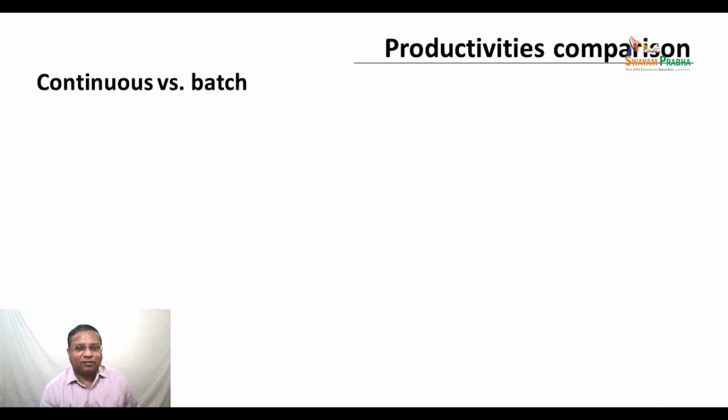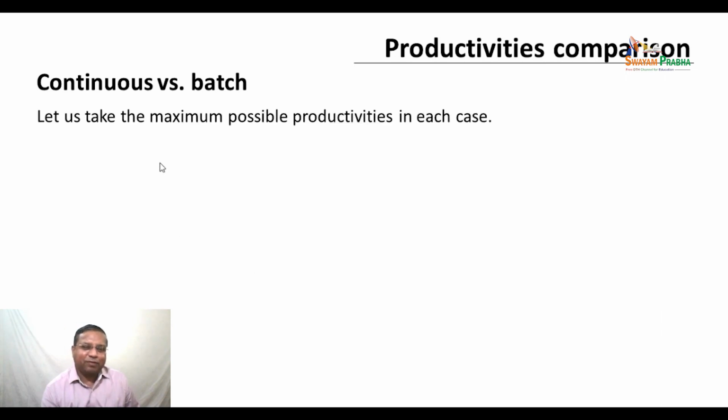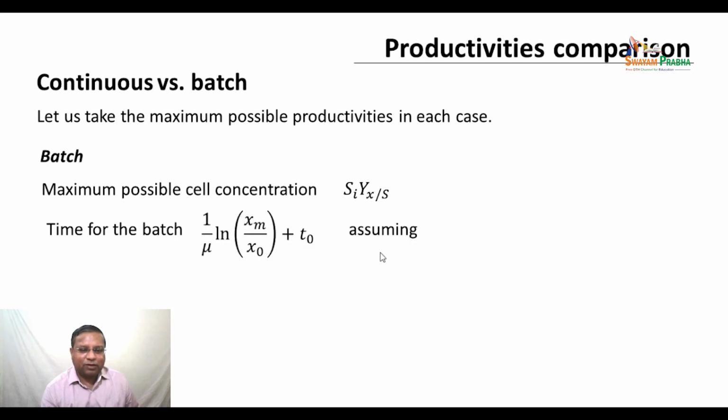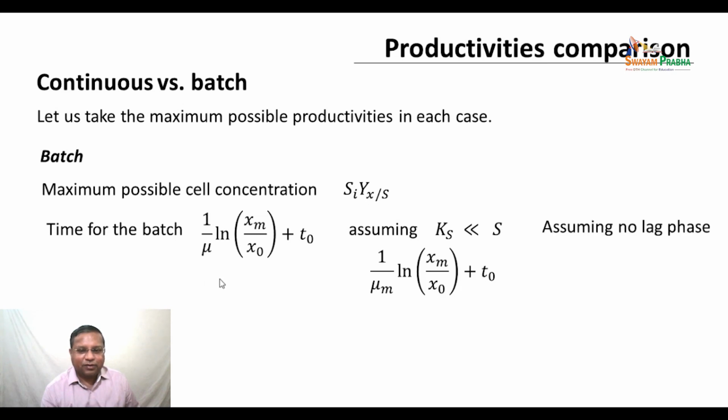Continuous versus batch. Let us take the maximum possible productivity in each case and see what the ratio turns out to be. For the batch, we know the maximum possible cell concentration is SI times Y_XS. Time for the batch is 1 by mu ln of xm by x naught plus t naught. When we assume that Ks is much less than S, assuming no lag phase further, we get 1 by mu m ln of xm by x naught.